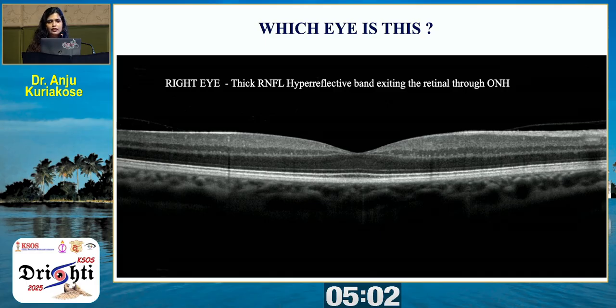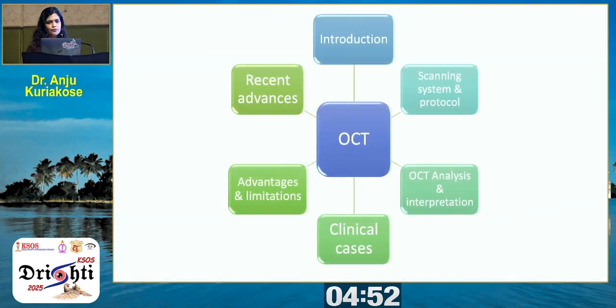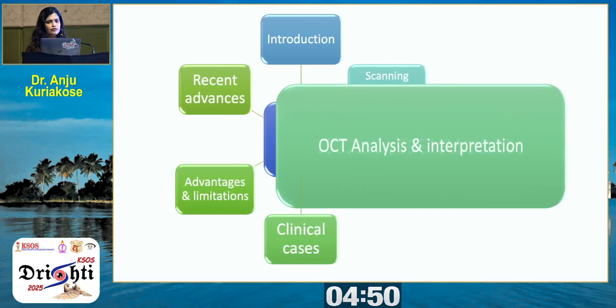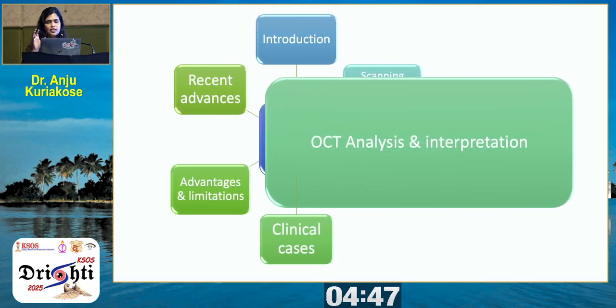How do we know that? There is a thick RNFL hyperreflective band exiting from the ONH. That is how we identify which eye this OCT belongs to. So next, we know the protocols and which eye this OCT belongs to.